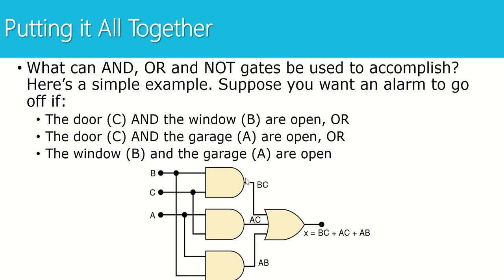So I've connected the output of each one of these AND gates to an OR gate. So this OR gate will give me a 1, and imagine that that 1 would sound the alarm if this happens, or this happens, or this happens. So this is a simple example of what digital circuits are used to accomplish. When we have a logical system that operates off of things like AND, OR, and NOT, we can use these different gates to implement those functions.